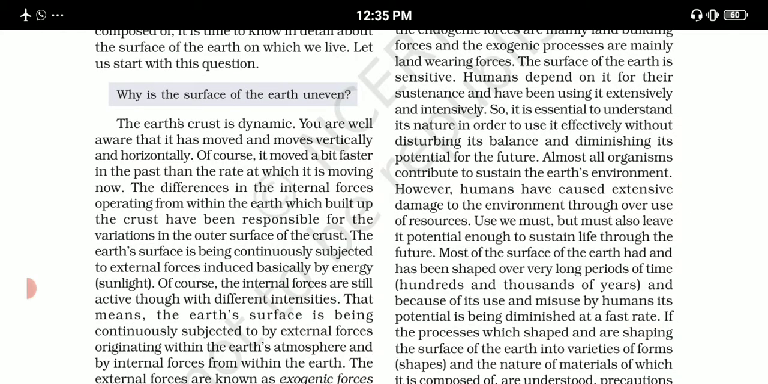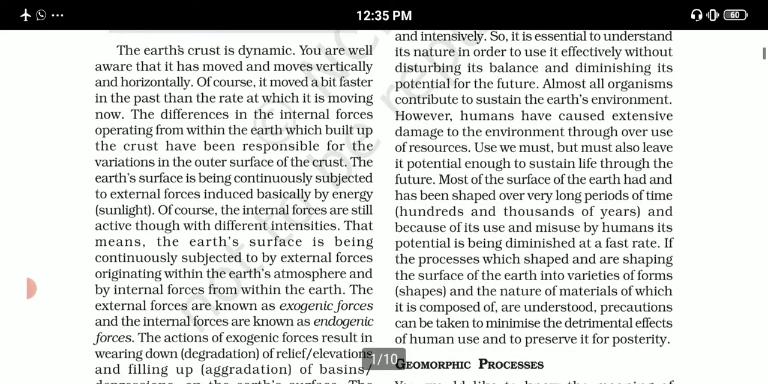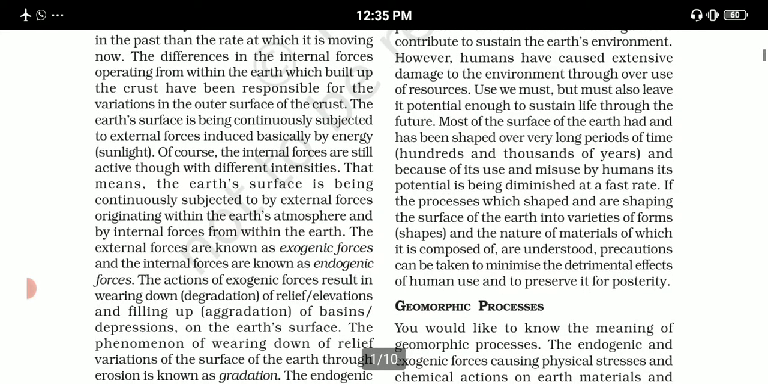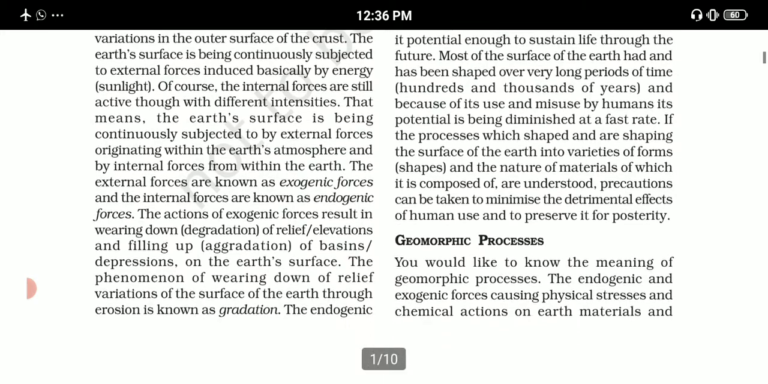Most of the surface of the earth has been shaped over long periods of time. The shape we are looking at right now was made hundreds and thousands of years ago by the earth, and because of its use and misuse by humans, it is potentially being diminished at a fast rate. The earth's shapes and the nature of the materials it is composed of can be understood, and detrimental effects can be minimized. How can we humans use it and preserve its prosperity, that is the topic. Let's first start with the geomorphic process.